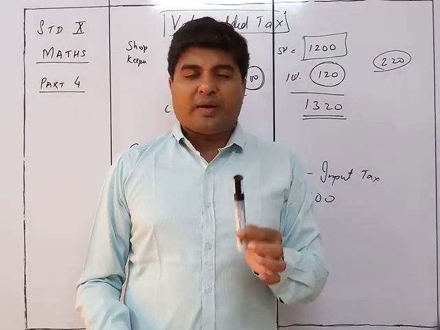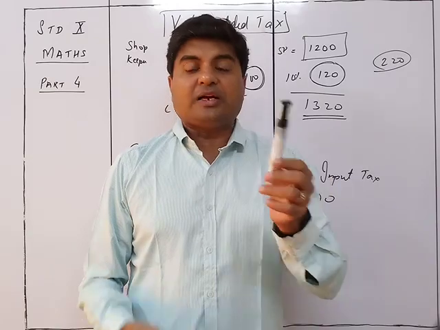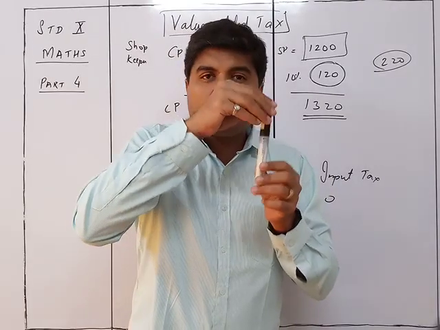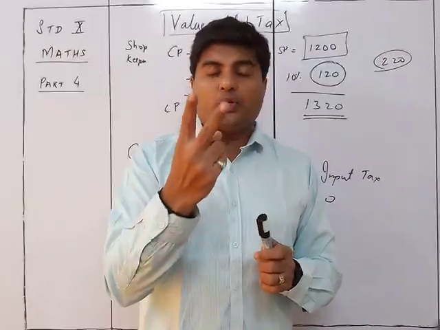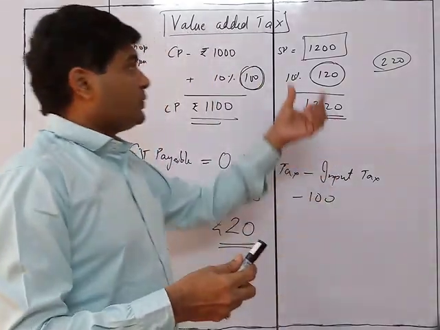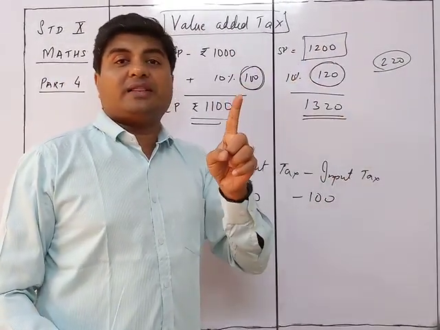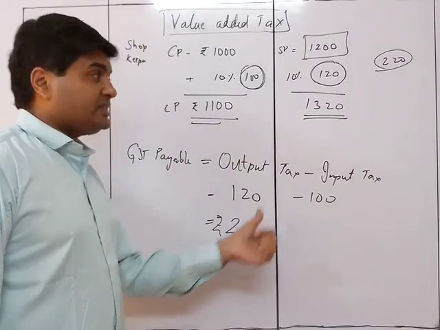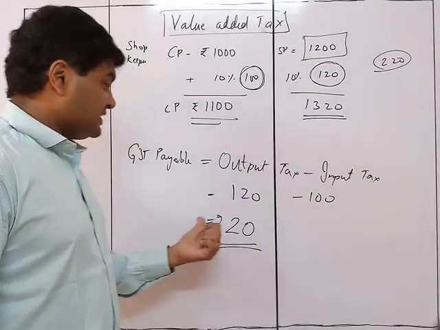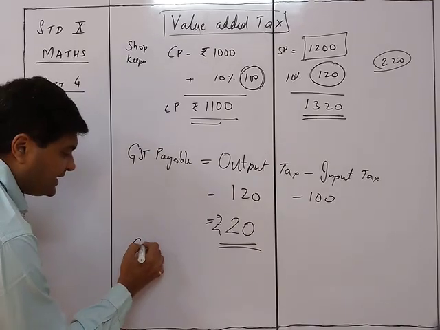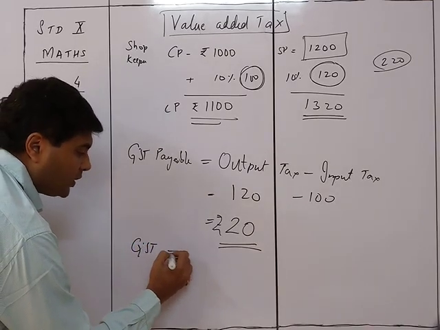अगर मैंने 1000 rupees में खरीदा और उसको 1200 में बेचा. So what is the value I added to this thing? I added 200 rupees to this particular thing. So that's why 200 rupees is the value I added. 200 का 10% कितना होता है? 20 rupees.